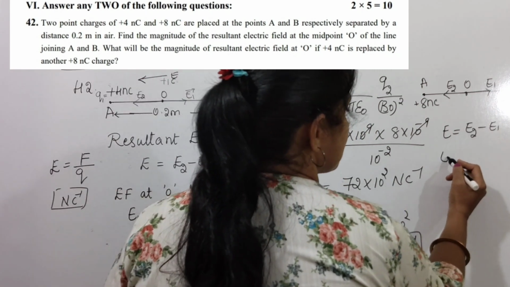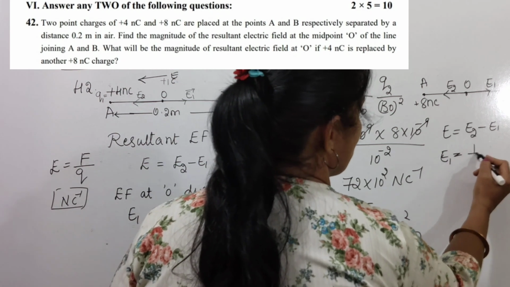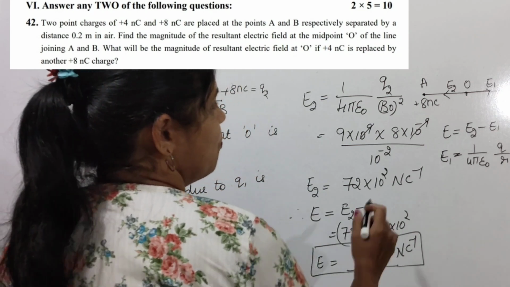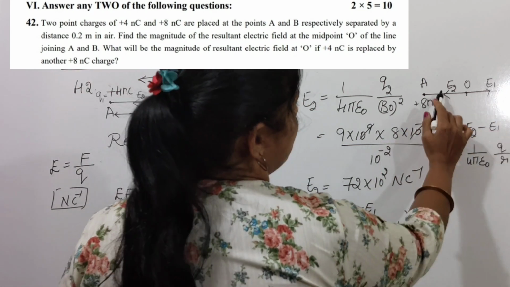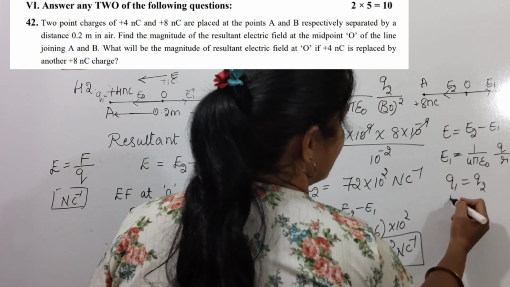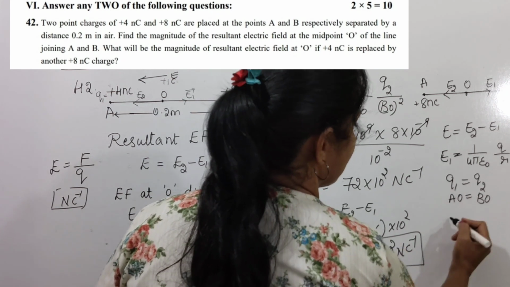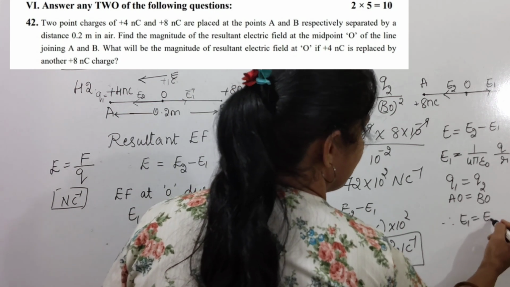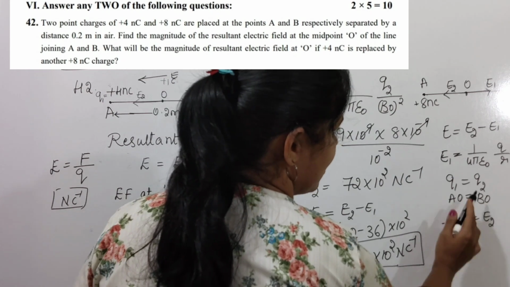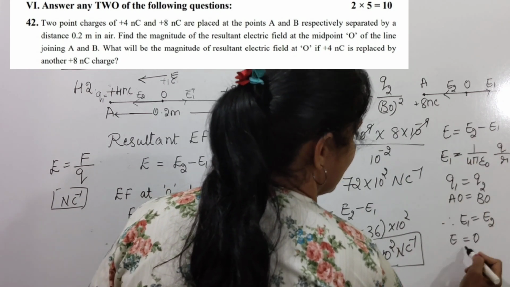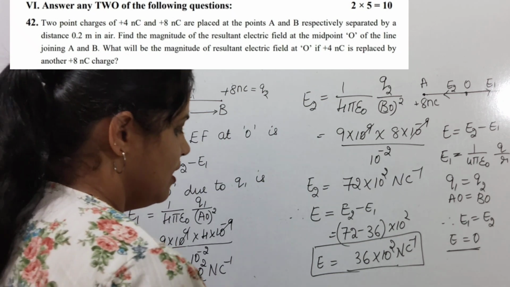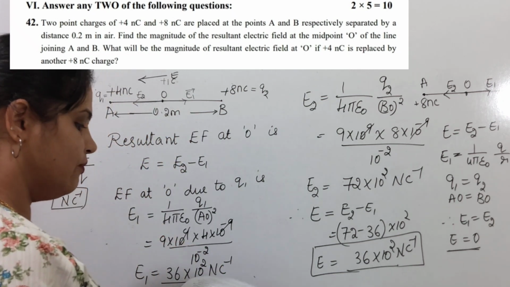But what is the expression for E1 or E2? It is 1 by 4 pi epsilon naught Q by R, right? Both the charges are the same and both the distances are the same. Q1 is equal to Q2 and AO is equal to BO. Therefore, E1 is equal to E2 and they are in opposite directions. So the electric fields are equal and act in opposite directions, which means the total electric field is 0. The resultant electric field at that point is 0. Like this, this is the first question.